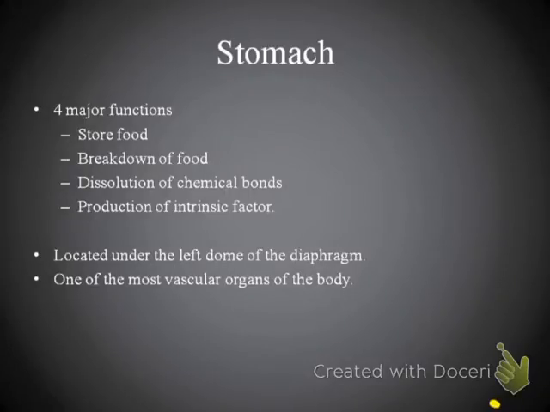So the stomach. The stomach has four major functions. Number one is to store food. Number two is to break down food. Number three is the dissolution of chemical bonds so that food can be broken down as food actually goes through the rest of the intestines throughout the abdomen. And then number four is the production of the intrinsic factor, which also enables food to be broken down.